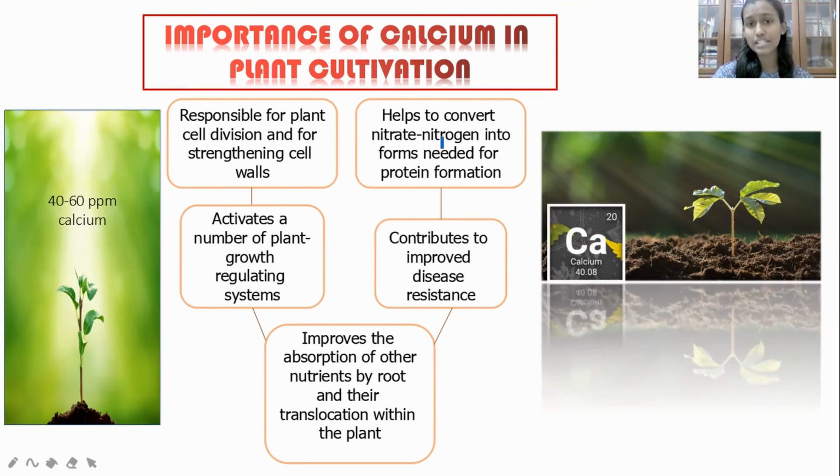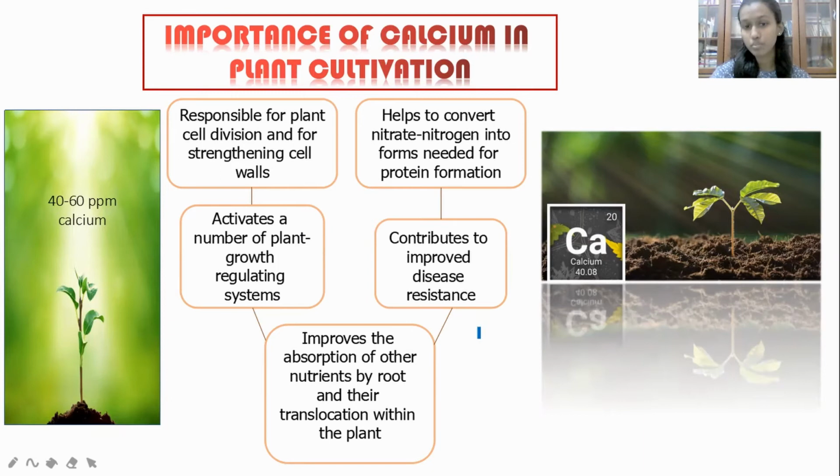Calcium also helps in converting nutrients such as nitrogen and nitrate into the forms that are needed for protein formation, and into forms that can be easily absorbed by plants. Calcium also activates a number of plant growth regulating systems and participates in the metabolic and hormonal processes within the plants.